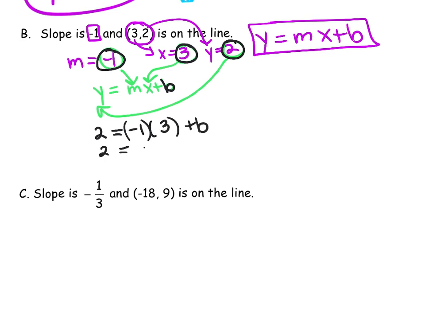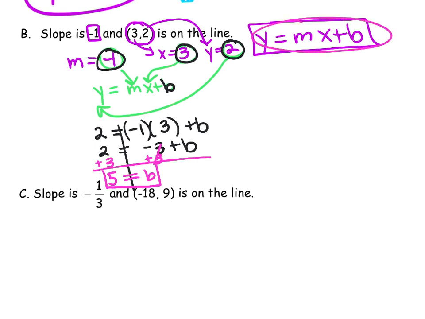Okay, I'm just going to simplify. And we want to undo subtraction, so let's add 3 to both sides, and we'll get b to equal 5. So there's my y-intercept. We're writing the equation of the line of y equals mx plus b. I have the slope, and we just found the y-intercept. So we have everything. I'm just going to write my equation is y equals -1x plus 5.